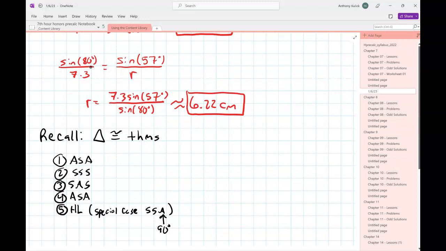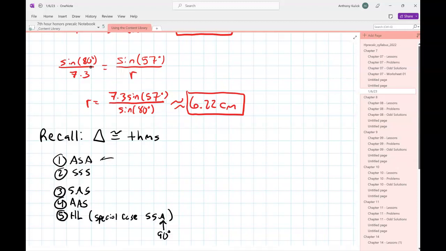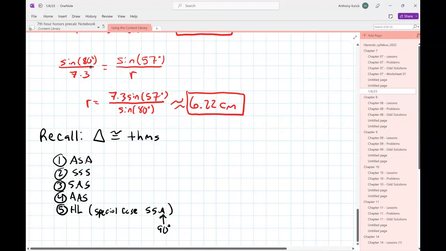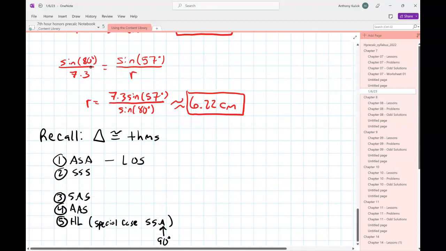So these were congruence theorems, right? Oh, I meant angle, angle, side. Sorry. Thank you, Ava. So, oh boy, what just happened there? Okay. So this is, I don't know, I don't care anymore.